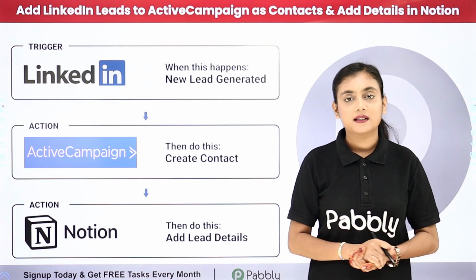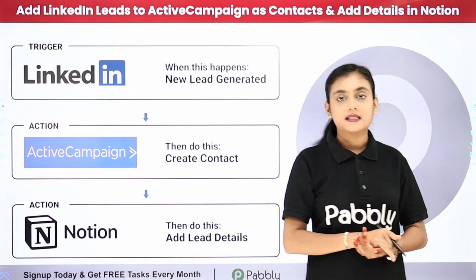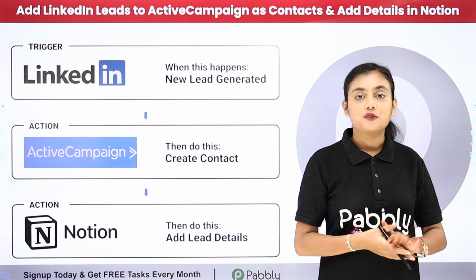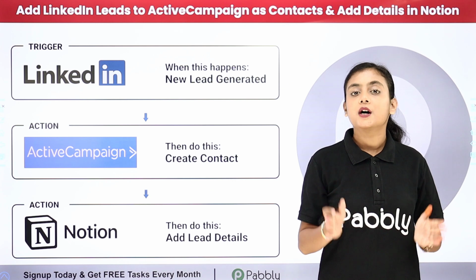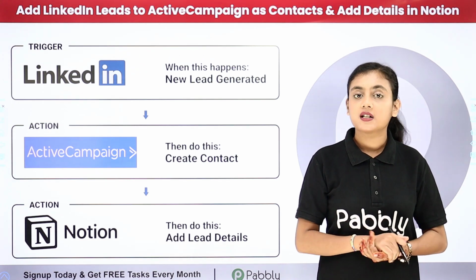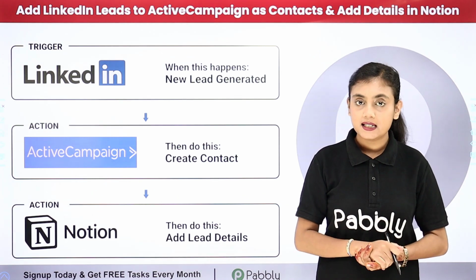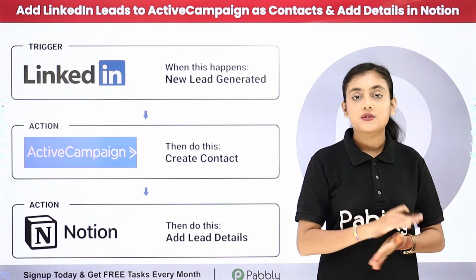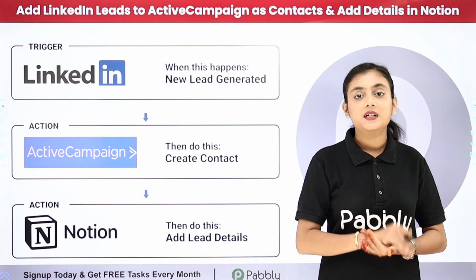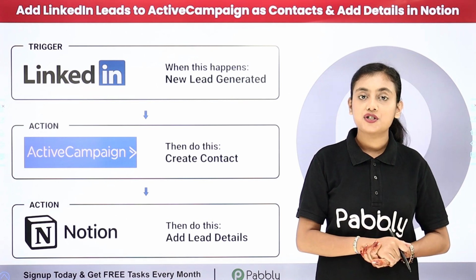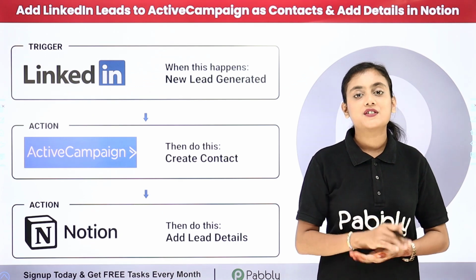In this video, we're going to learn how to add LinkedIn leads to ActiveCampaign as contacts and add details in Notion. So I'm an owner of a business and I promote my business using LinkedIn leads. So here my objective is that for any of my potential customers or clients, whenever a new lead is generated using LinkedIn leads, I want to add that lead as a contact in my ActiveCampaign account. And with that, I also want to create a record of the lead details in my Notion database as an item. And if I do this manually, it is going to take me a lot of time.